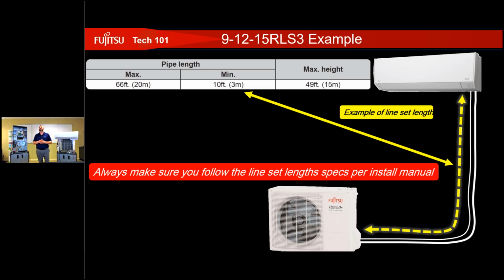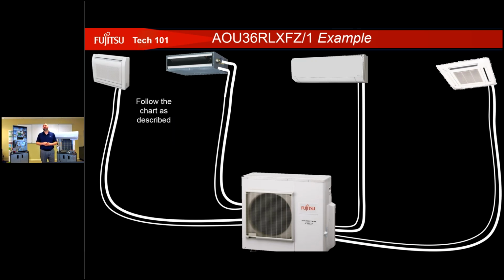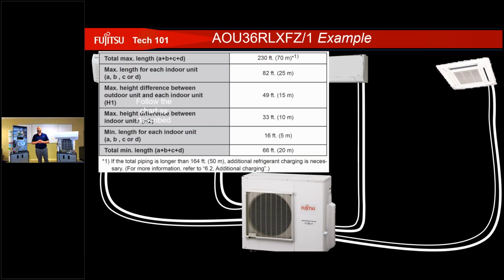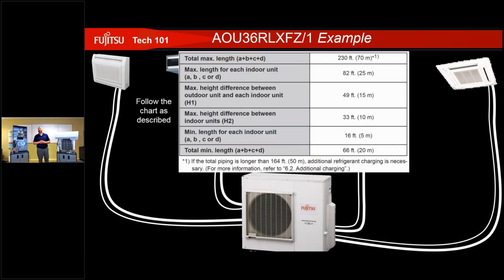Once again, 66, 10, 45 maximum height differential. Make sure you follow the line set length specs per the installation manual. Make sure we're in those parameters. When we get into a multi-zone system, there is a bunch of different ones we have to follow.